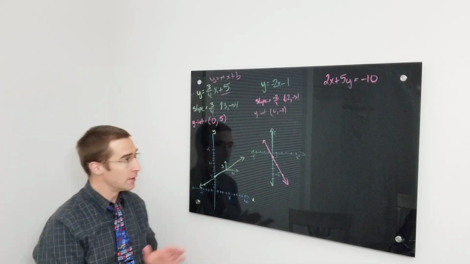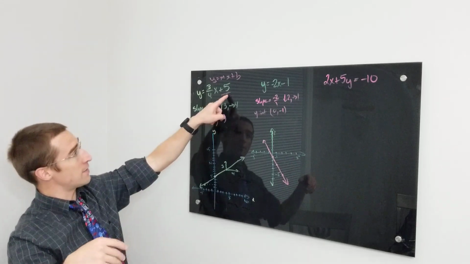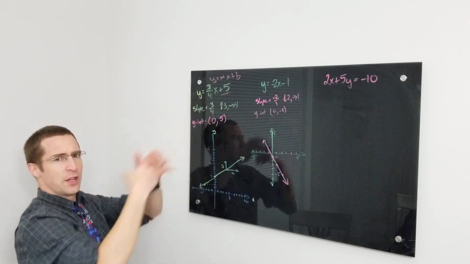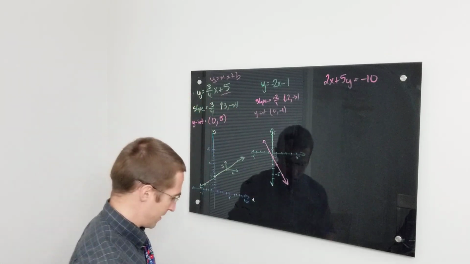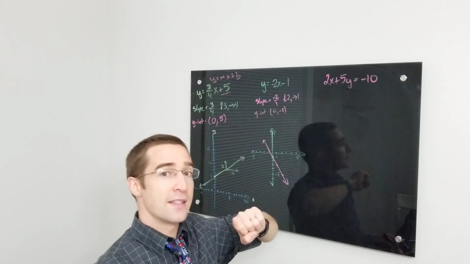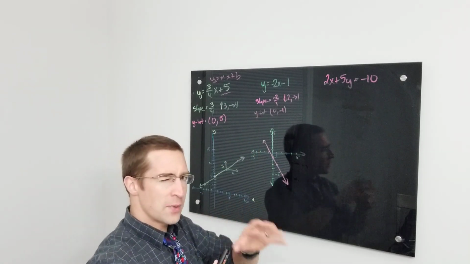Fantastic. Okay. So if it's in slope-intercept form, just look at it and go, aha, start at the y-intercept. Use the slope to build the other points on the line. Fantastic. Now here, this is in standard form. So there's a couple things we can do with standard form.